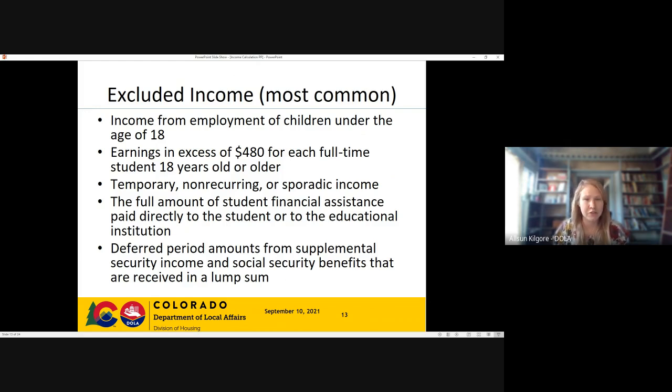Also excluded is the full amount of student financial assistance paid directly to the student or educational assistance, or deferred period amounts from Social Security or SSI benefits paid in a lump sum. So if somebody just applied for Social Security and they got a large lump sum retro payment, that amount went into their checking account. It would be hitting against their income calculation in the form of the interest, if applicable. But that lump sum is not to be annualized or projected forward. Just their regular recurring monthly benefit would be.